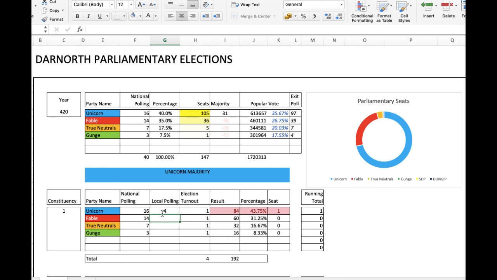Fable, heads, so plus, 6. True Neutral gets a tails, which is minus 4, so minus 4. Gunge is another tails, so that's minus 1.